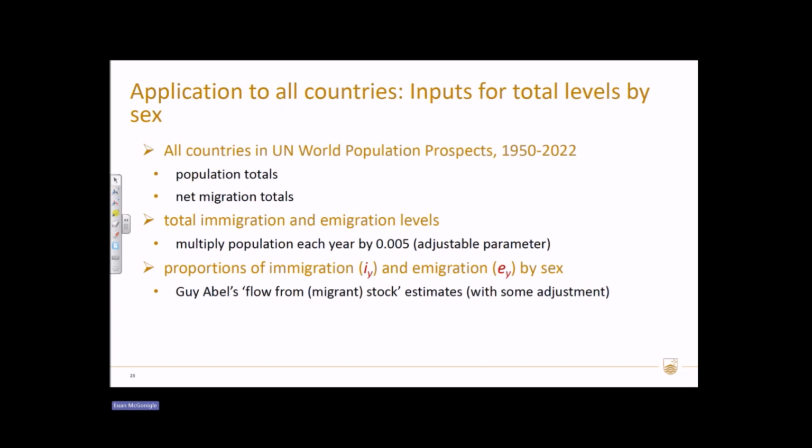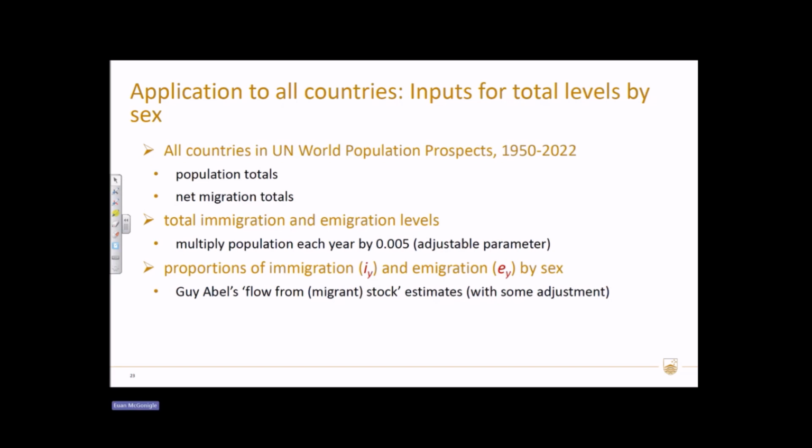So now that was my using empirical data. Now we had to translate the ideas to a situation where we don't have any observed data. And so here we're again interested in all countries in the UN World Population Prospects database. And we focused just on the estimation period, 1950 to 2022. And from that data set, we had readily available population totals and net migration totals.